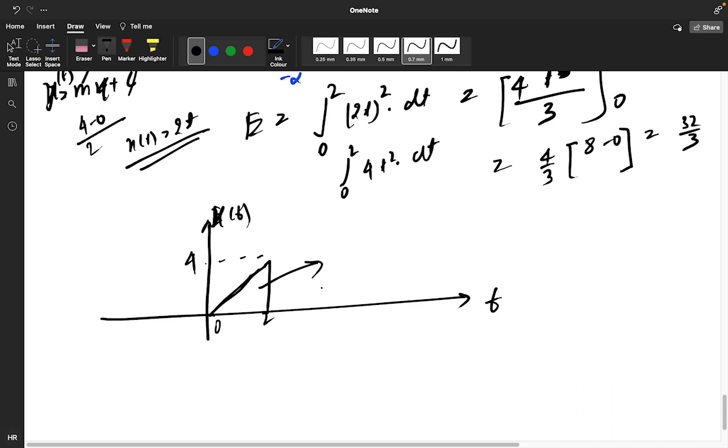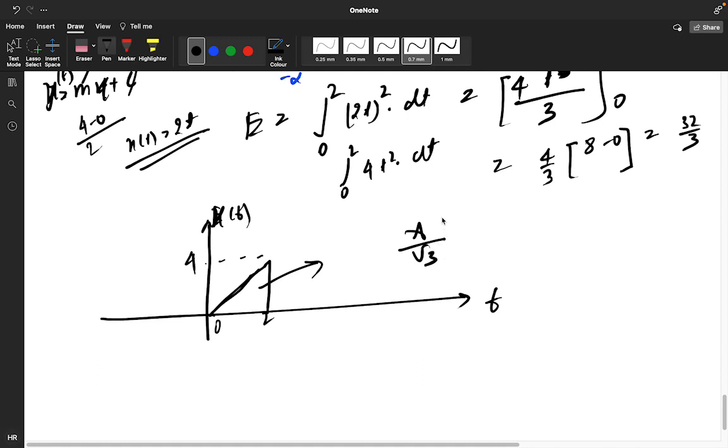Find the RMS value of this. For finding the RMS value, what you need to do? This is a triangle. What is the amplitude? 4. So in a triangle, the amplitude you have to square it. So 4 you need to square it. I am assuming the amplitude is A. For a triangle, we need to divide by root 3.